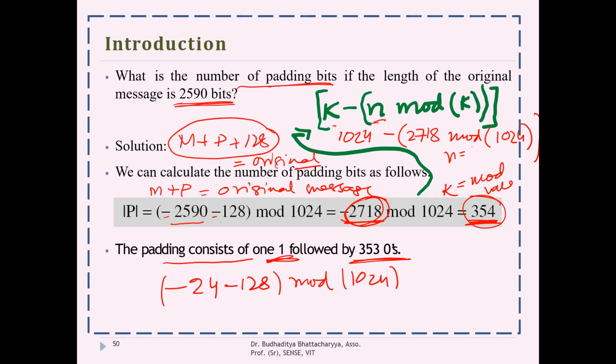In this particular question, we are asked to find the padding. The message is 2590 plus 128. So the original message is given by 896 mod 1024. We took that to the right-hand side, so that became minus 2590 minus 128, message minus the 128 bits, mod 1024. Now this is a negative value.